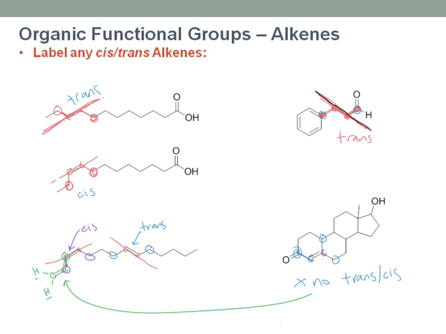So that's kind of a brief introduction on how to identify cis and trans for your alkenes. It's a relatively limited naming system, because you have to have an alkene, and each carbon of the alkene can only have one non-H group on it, and that's how you decide if they're cis or trans.